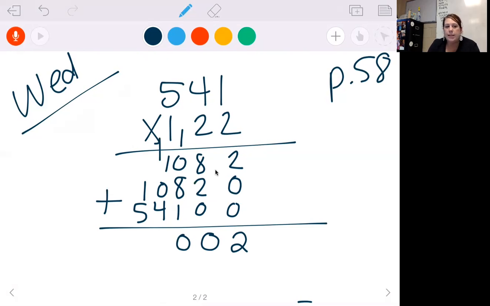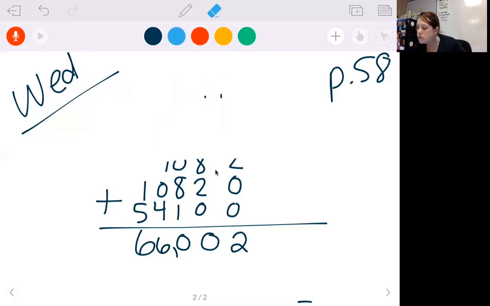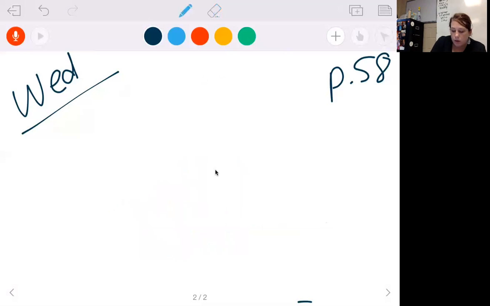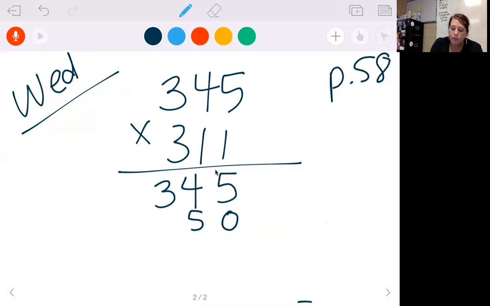Okay, so practice these, keep practicing, and you'll eventually get to where you can do them without thinking, really. Okay, let's do another one. Do a couple more, and then I'm going to let you try on your own. Let's do 345 times 311. Okay, 1 times 5 is 5. 1 times 4 is 4. 1 times 3 is 3. Okay, so then I'm going to put my placeholder 0. 1 times 5 is 5. 1 times 4 is 4. 1 times 3 is 3.